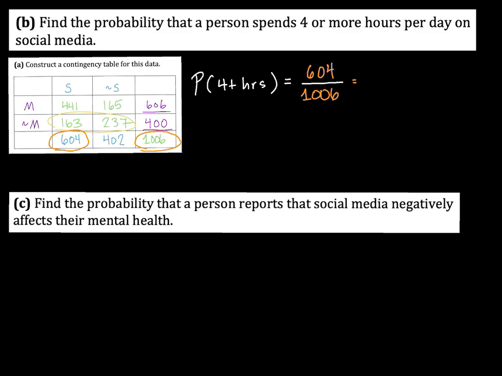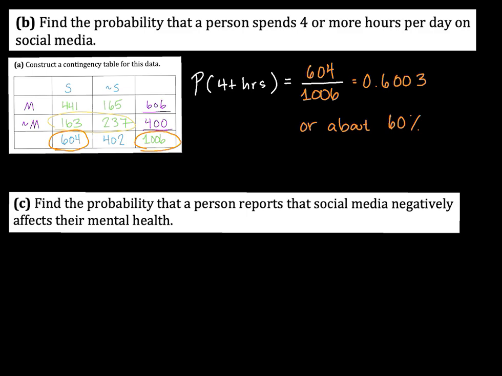And so just calculating that probability off camera, we get 604 divided by 1006 is 0.6003, or about 60%. All right, so about 60% of all the people in the study used social media for 4 or more hours per day.